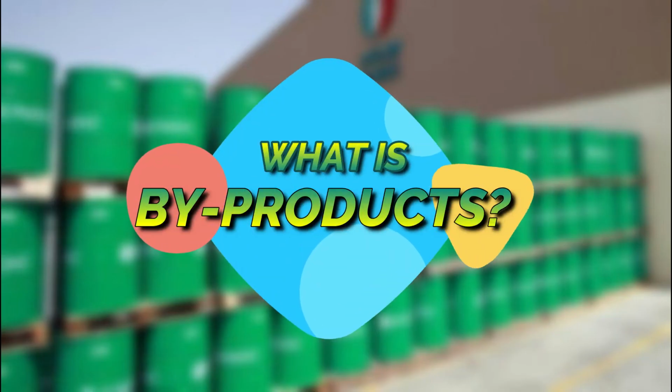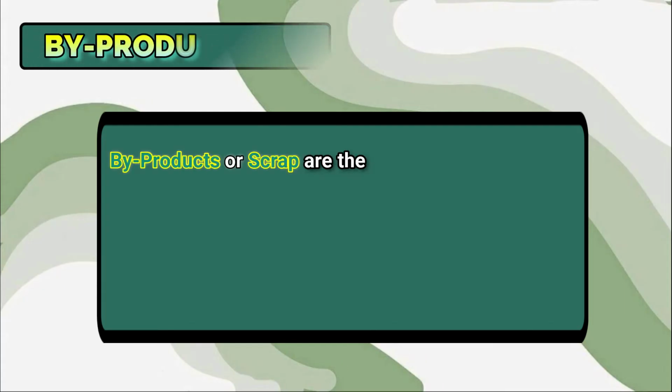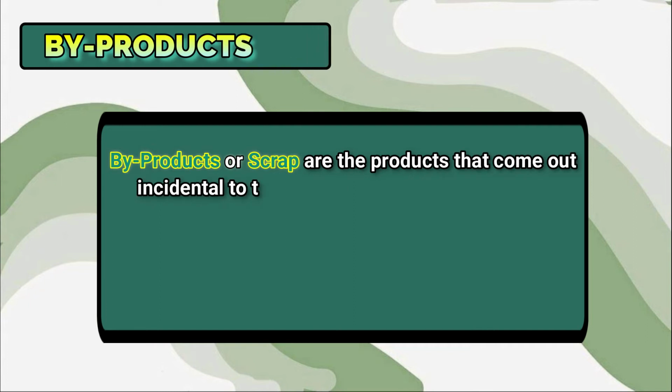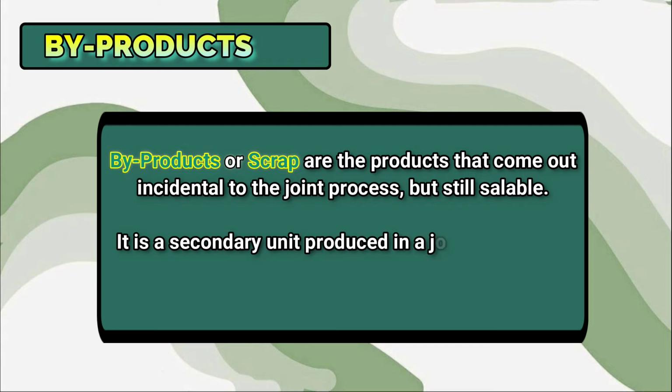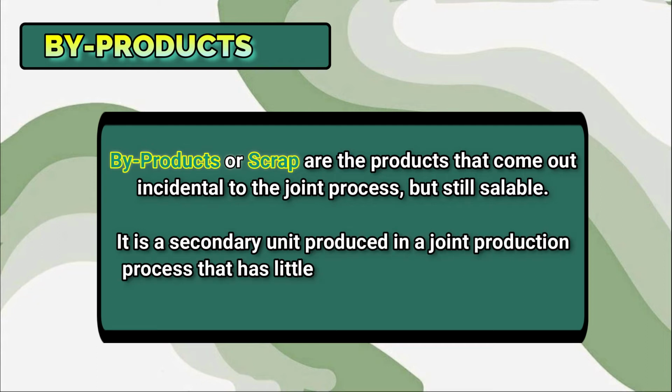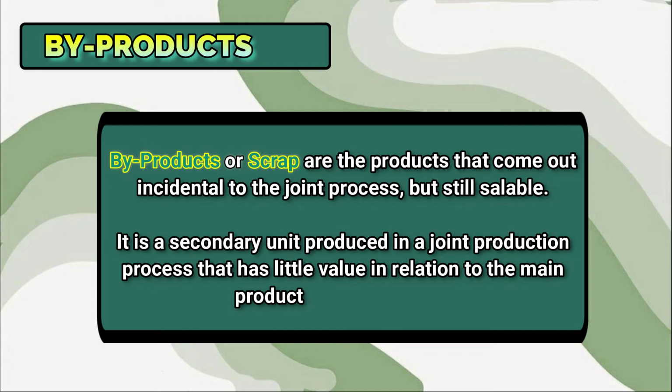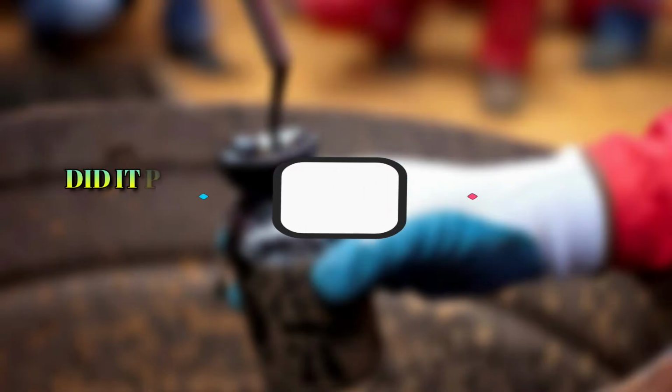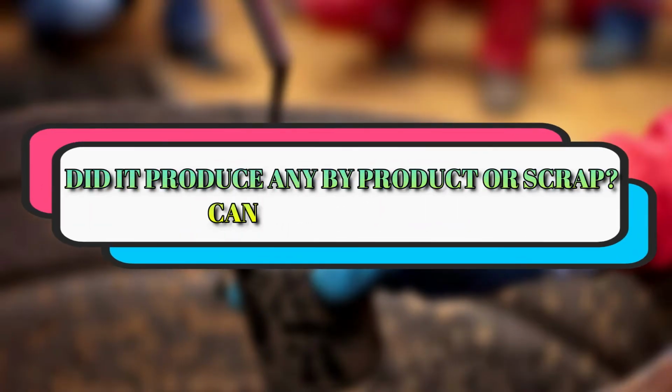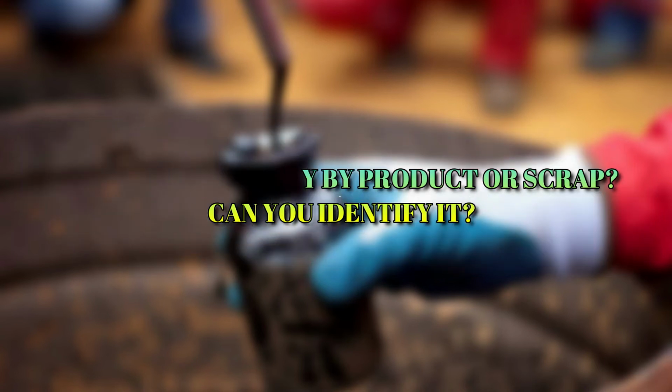What are byproducts? Byproducts or scrap are the products that come out incidental to the joint process, but are still saleable. It is a secondary unit produced in a joint production process that has little value in relation to the main product being produced. Did it produce any byproduct or scrap? Can you identify it? Yes.